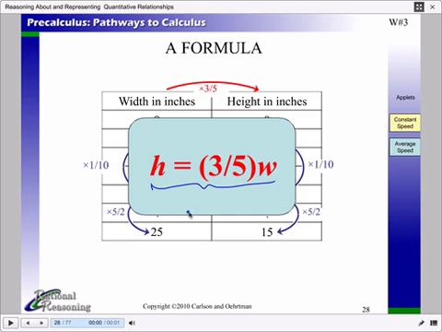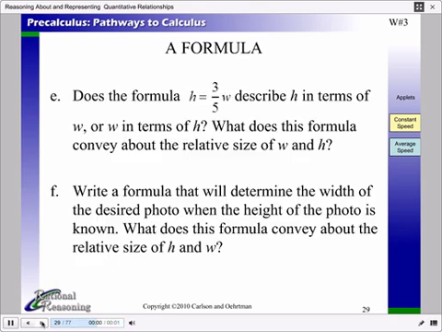Constant multiple. The constant multiple equation is the equation of the line. The height is always this constant multiple, or the height of a photo is always 3/5 of whatever the width is. Okay, so h equals 3/5 w.